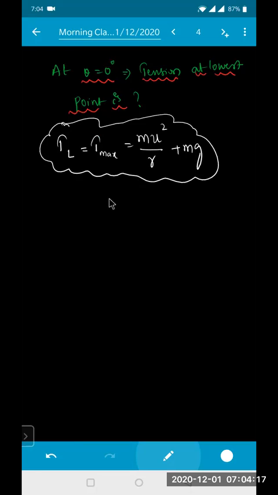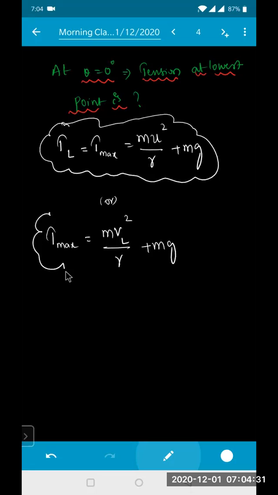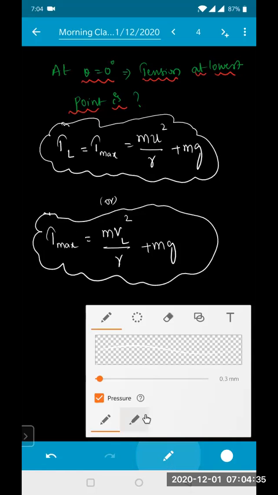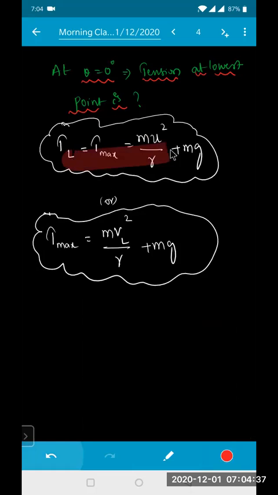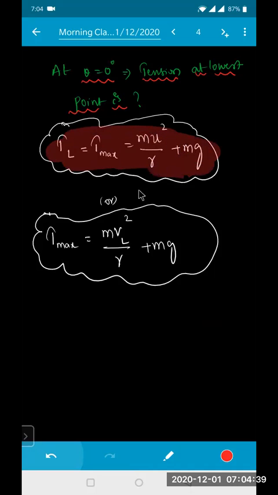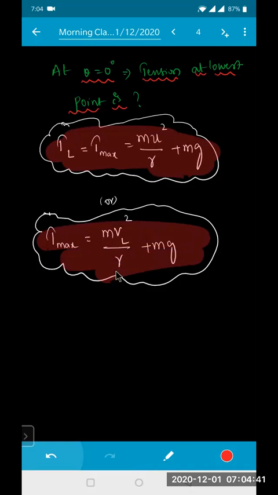So I can even write it like this: T max is equal to m into velocity at the lowest position squared divided by r plus m into g. Whatever velocity is given in a problem, you can use that and calculate the tension at that point. So this is the tension at the lowest position, and this is the general form.